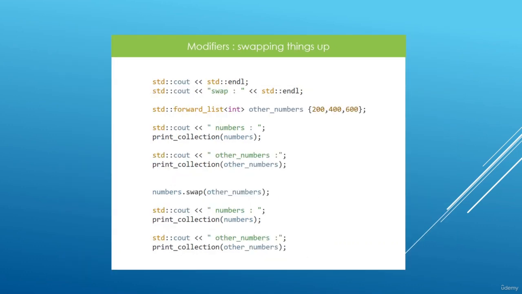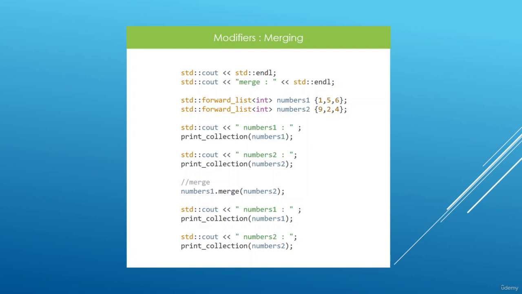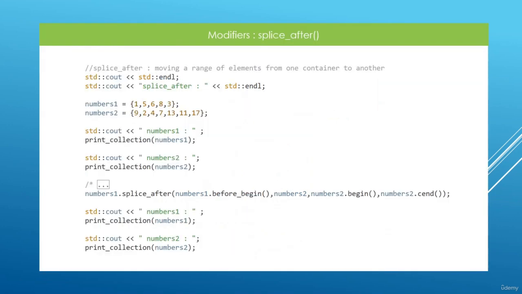It is possible to swap things up just like we did for the previous lecture. So we're going to call the swap method and elements are going to be swapped. It is also possible to merge two forward lists into one. And the way we do that, we call the merge method like we do here. And this is going to make numbers1 contain all the elements from the two lists. We can call the splice_after method. And what this method allows us to do is to take a range of elements from one container and store them in another container.